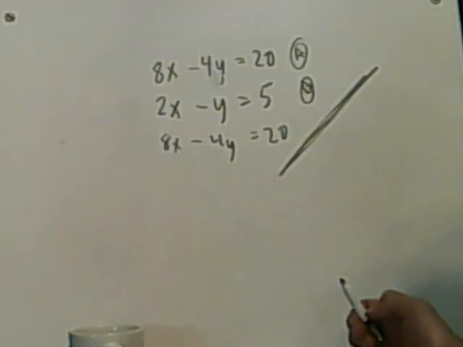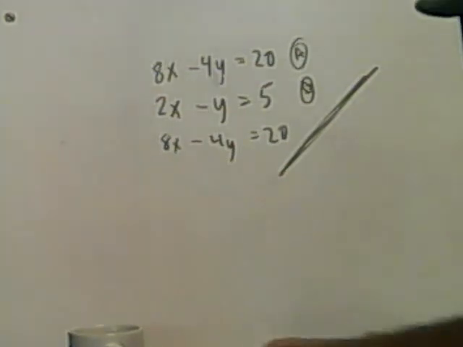Okay, 2x minus y. That was number 36. Okay, number 36, we're on to number 38.